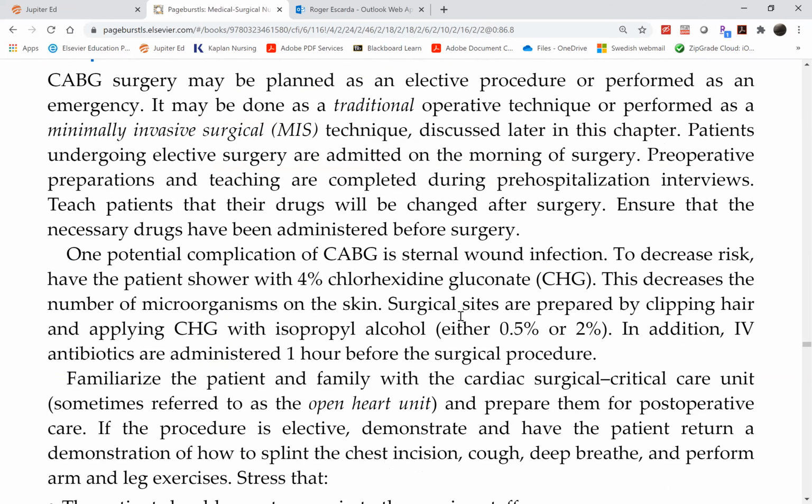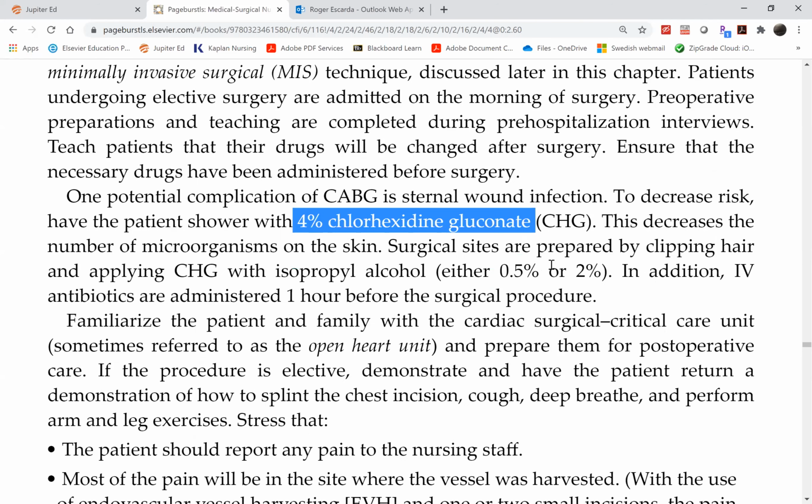Pre-op care, the patient will have extensive showers with 4% chlorhexidine. So this is Hibiclens. This is an antiseptic soap. Most cardiologists will require 2 showers, one the night before, one the day of. Whereas some are also just happy with 1 shower, but most of them require 2.